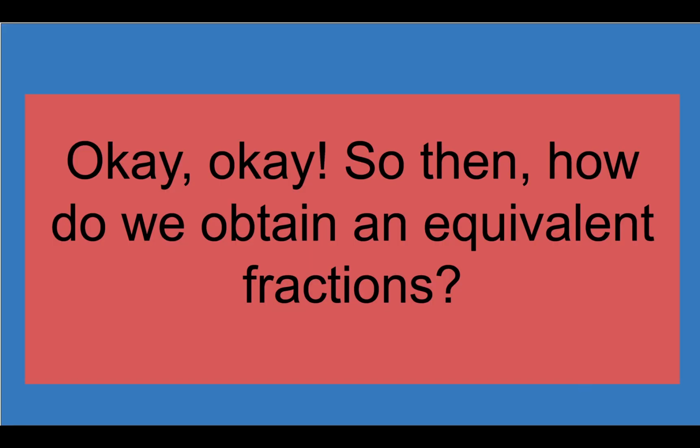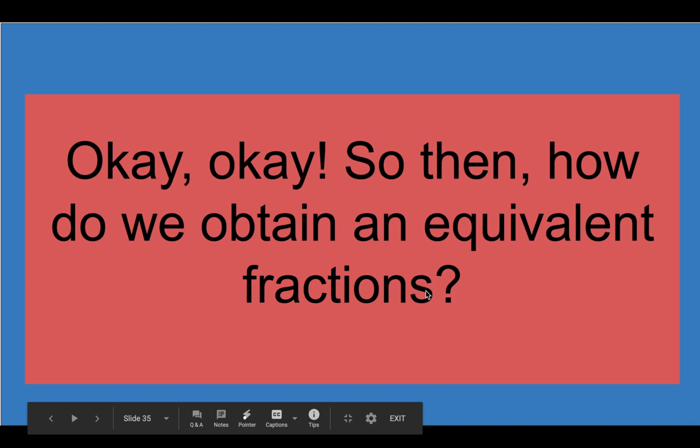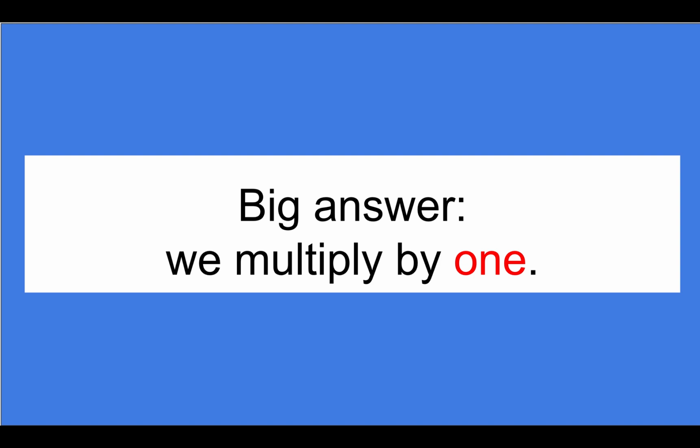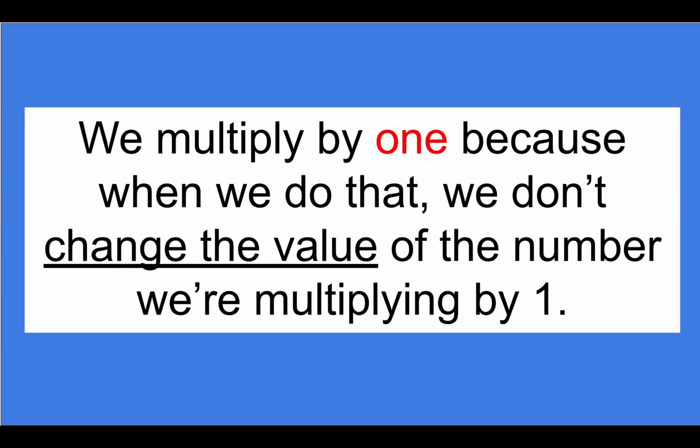Okay. So then how do we obtain an equivalent fraction? And that should say fraction, singular, but I've got an S in there. So how do we obtain an equivalent fraction? Big answer: we multiply by 1. And I'll show you what I mean. We multiply by 1 because when we do that, we don't change the value of the number we're multiplying by 1.